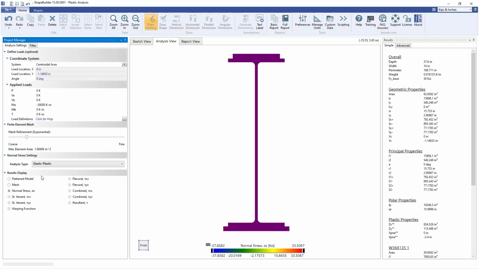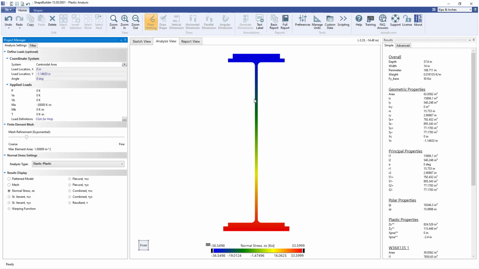Switching the analysis type to elastic plastic causes the solver to recompute the solution, accounting for the yielding of the material. We can hover over the section again and see the top plate stress capped at 36 ksi, showing it has yielded. Hovering over the bottom plate shows that it remains below the yield stress.